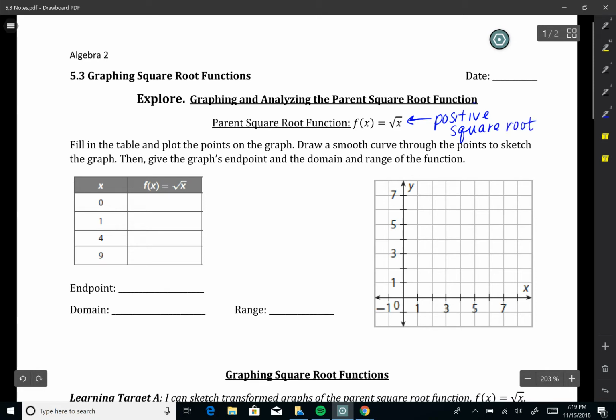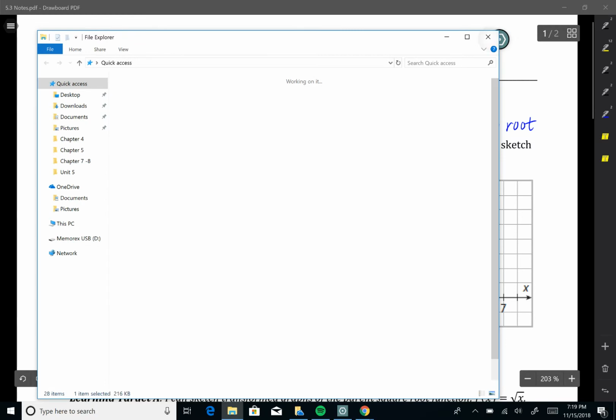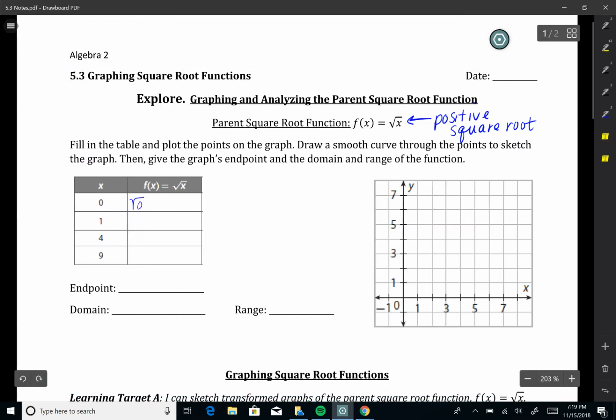Okay. So we're going to fill in this table of values and plot the points and then draw a curve through to see what this graph looks like. So my input value x of 0 means I'm finding the square root of 0, which obviously is just 0. So that's the point 0, 0, which I'll plot over here. Then when I'm looking for the positive square root of 1, I get 1, so that's the point 1, 1. And then the positive square root of 4, I get 2, so that's the point 4, 2. And the positive square root of 9, I get 3, which is the point 9, 3.